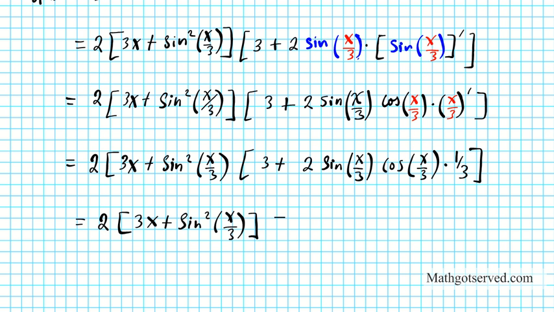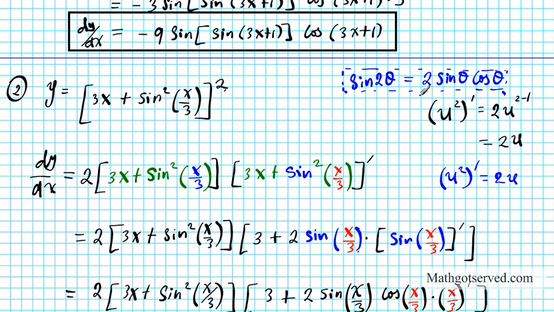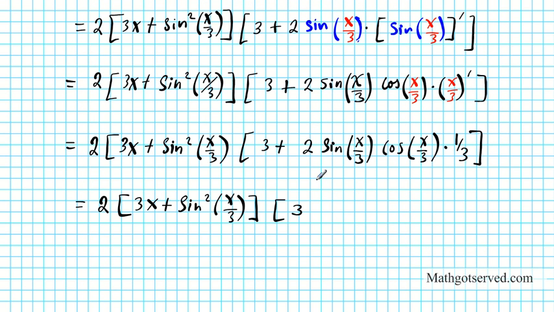Close that, times 3. Now remember I told you about the identity up here: sine 2 theta is 2 sine theta cosine theta. If you have the same argument for sine and cosine, you can combine them. So this is the same thing as plus sine 2x over 3. You can bring this 1/3 and put it in front right here, like that. And there goes your final answer.